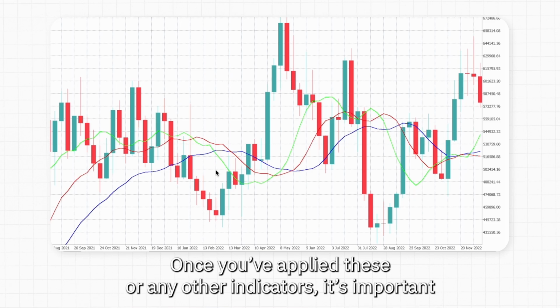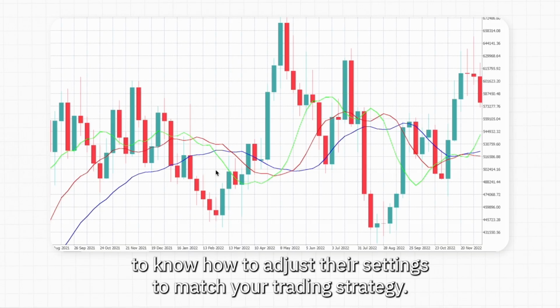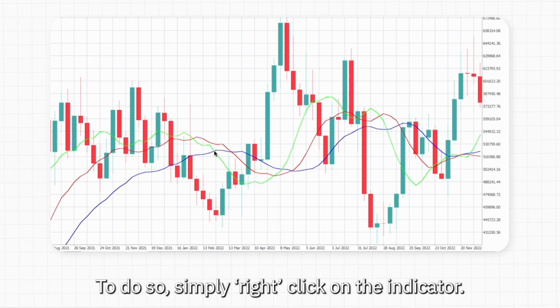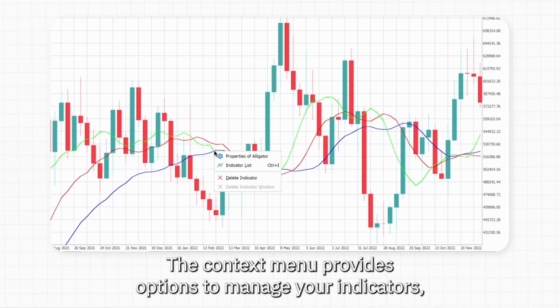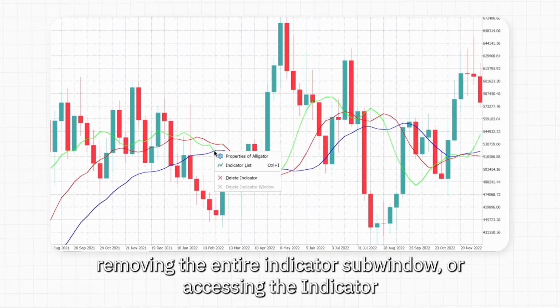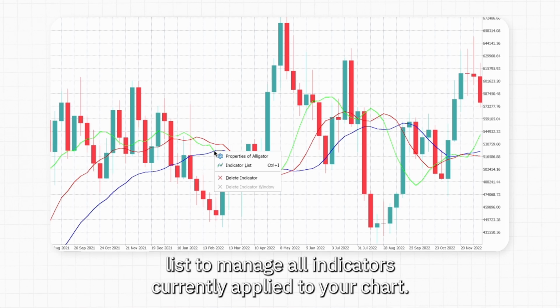Once you have applied these or any other indicators, it is important to know how to adjust their settings to match your trading strategy. On Deriv MT5, you can easily modify the settings of an indicator you have applied. To do so, simply right-click on the indicator. The context menu provides options to manage your indicators, such as the indicator properties, deleting the indicator from the chart, removing the entire indicator sub-window, or accessing the indicator list to manage all indicators currently applied to your chart.